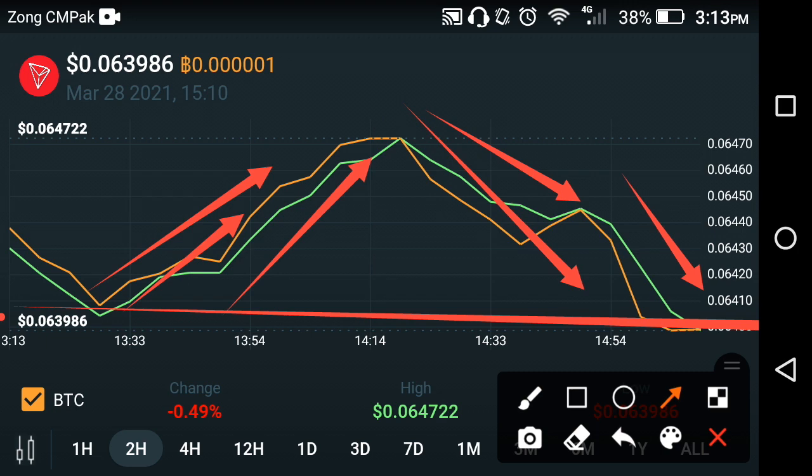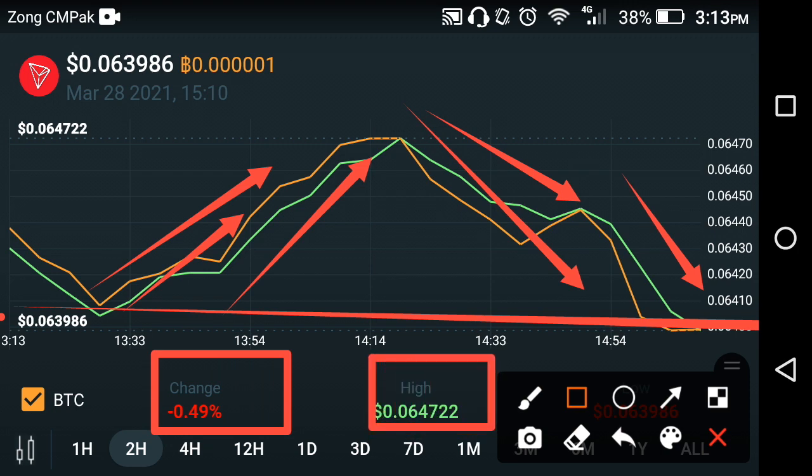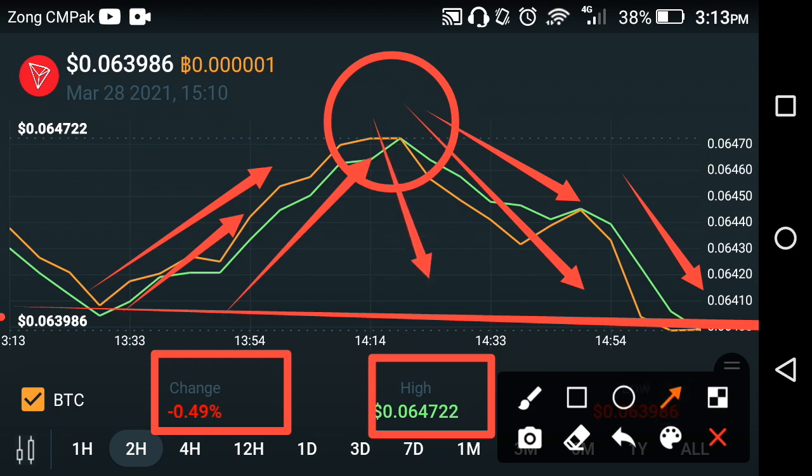As you can see, its dumping time starts from this last 1 hour. So the change is also negative 0.49% in TRX crypto in the previous 2 hours, and the high price of TRX crypto in the previous 2 hours is $0.064722. That is the high price of TRX crypto at this position, as you can see here.